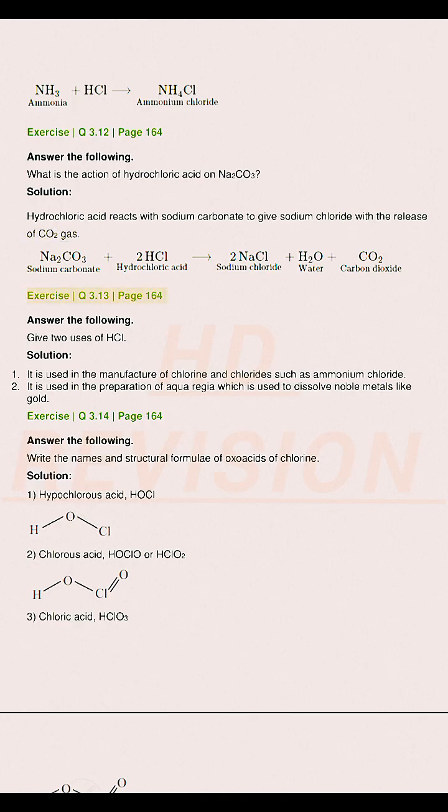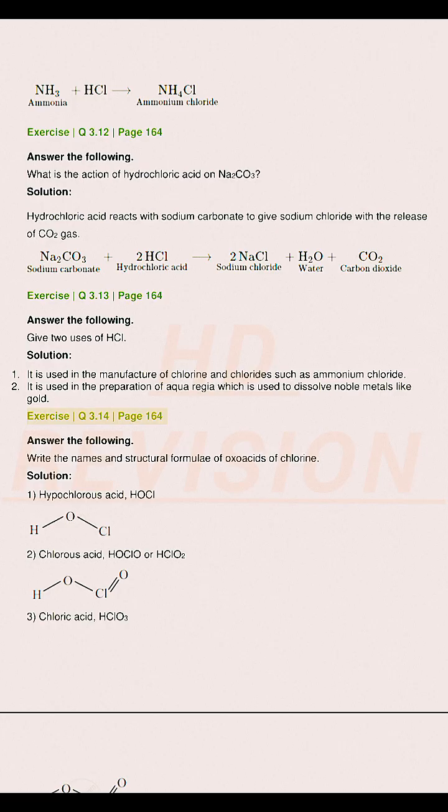Exercise Q3.13, page 164. Answer the following. Give 2 uses of HCl. Solution. 1. It is used in the manufacture of chlorine and chlorides such as ammonium chloride. 2. It is used in the preparation of aqua regia, which is used to dissolve noble metals like gold.